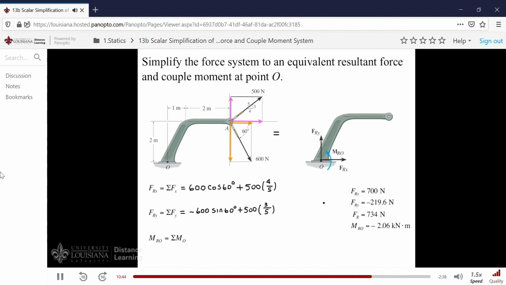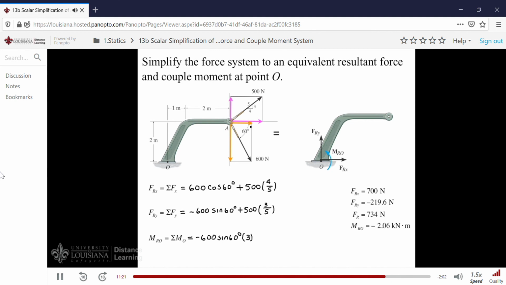Finally, we have to take moments. So let's do that and finish the problem. We'll consider first the vertical component of the 600 Newton force. Is that going to create a plus or minus moment around O? It's negative, isn't it? Because it rotates this way around the point. Minus 600 times the sine of 60 degrees. And the moment arm for it is equal to 3 meters.